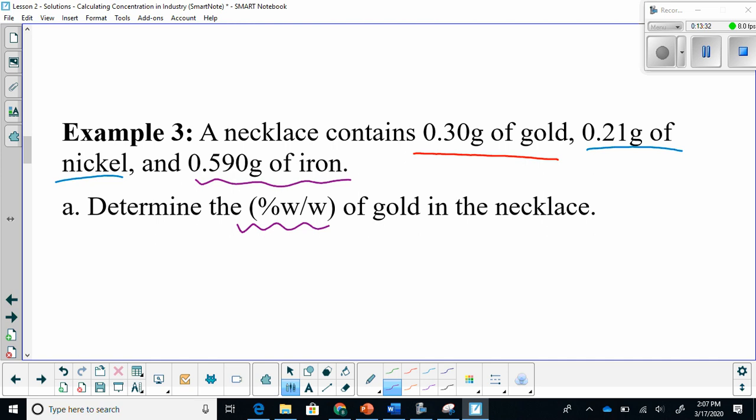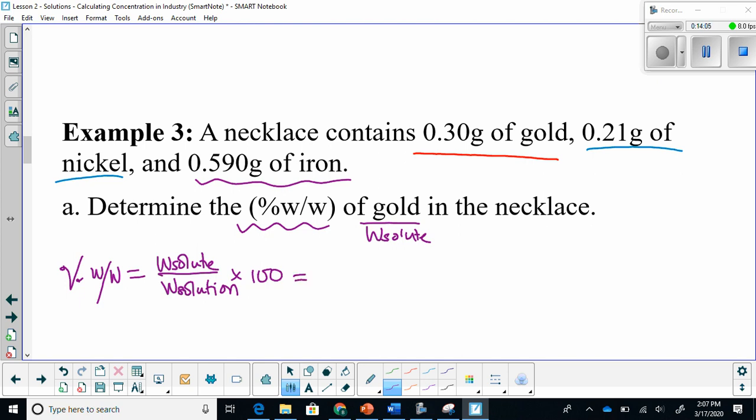So gold is going to be considered our solute. So this will be my weight of solute. Okay, so the formula: percent weight is equal to the weight of the solute, or the mass, over the weight of the solution, times by 100. Notice how the formula is exactly the same. We are just using measurements of mass versus measurements of volume. Okay, so we're going to plug that in.